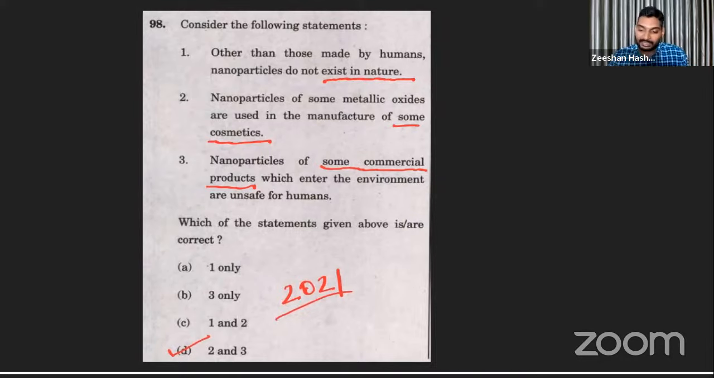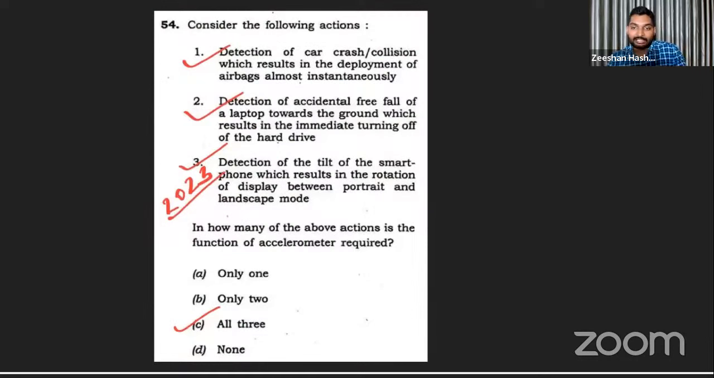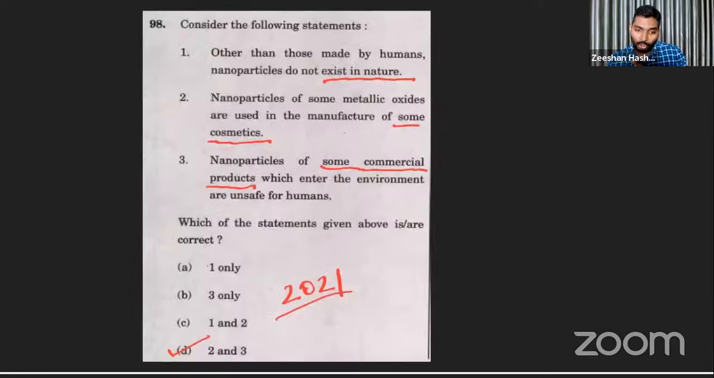Only statement 2 and 3 are correct. Here there was no negation. About all three statements we were not sure, but we didn't have a strong reason, so we used the feasibility test. We mark all as the correct answer. Similarly, in this question, we saw we used the feasibility test, and marked 2 and 3. We have no reason to assume statement 1 correct, because we don't know whether this particle exists in nature naturally or not.